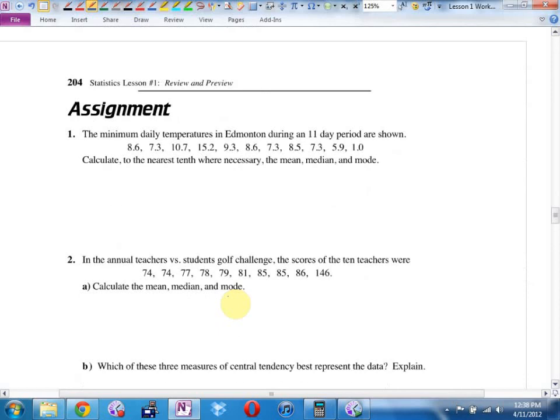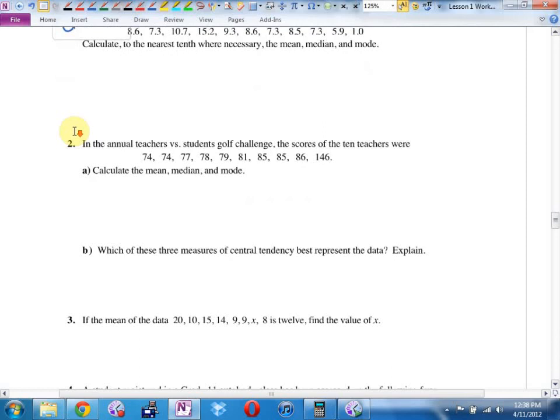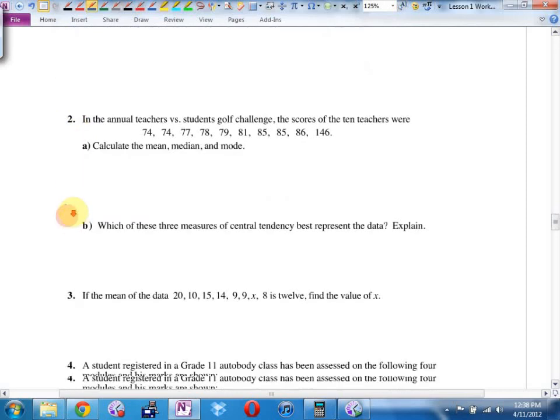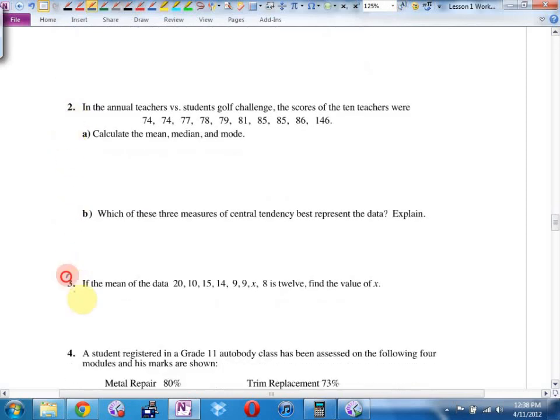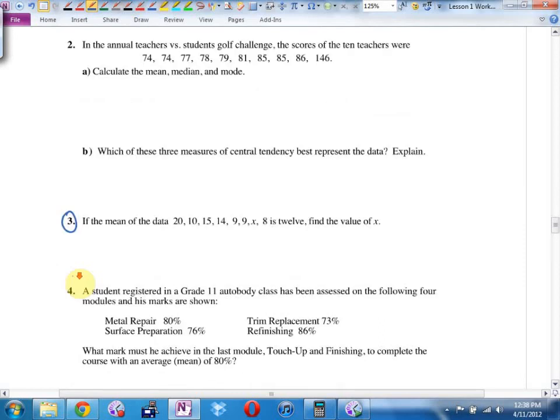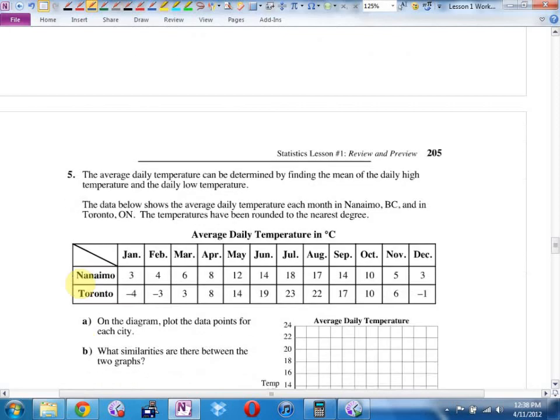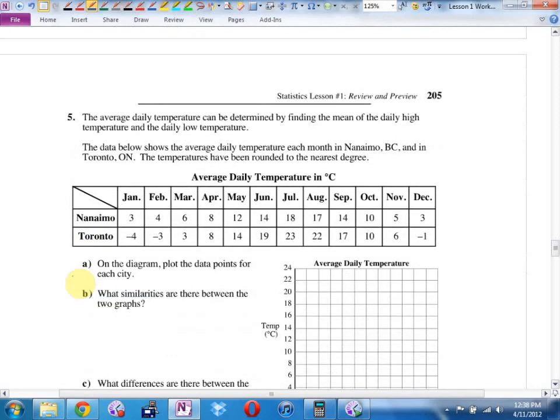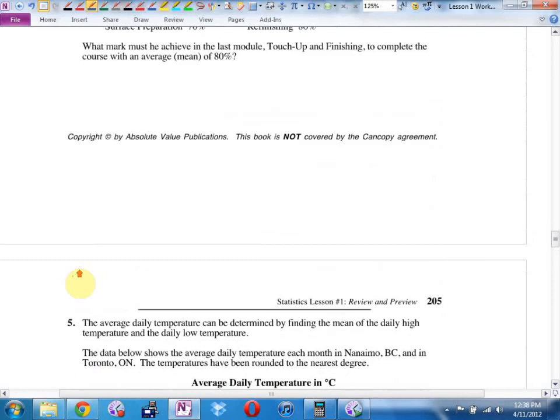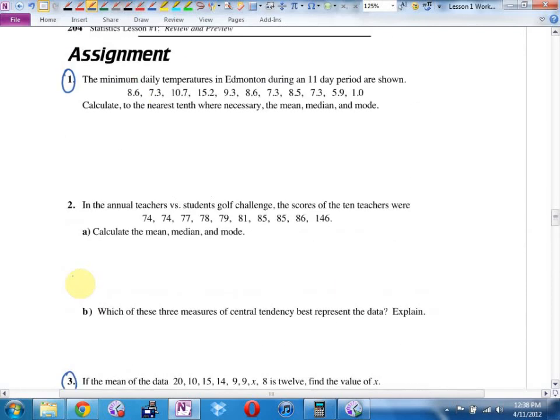What's your homework? Number 1, you can do it by hand or you can do it using the technology. I don't care. Number 3, this one you have to do by hand because you're finding the mystery value.